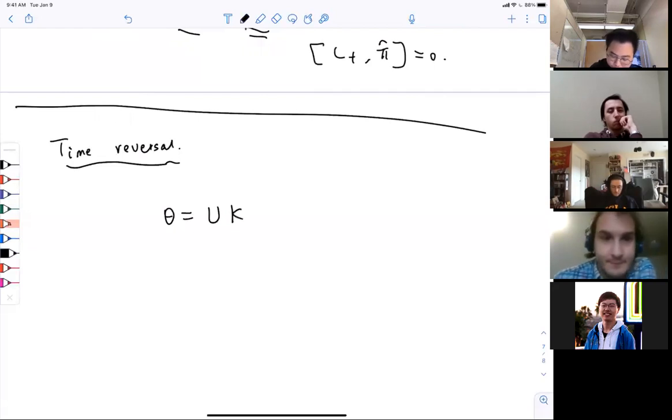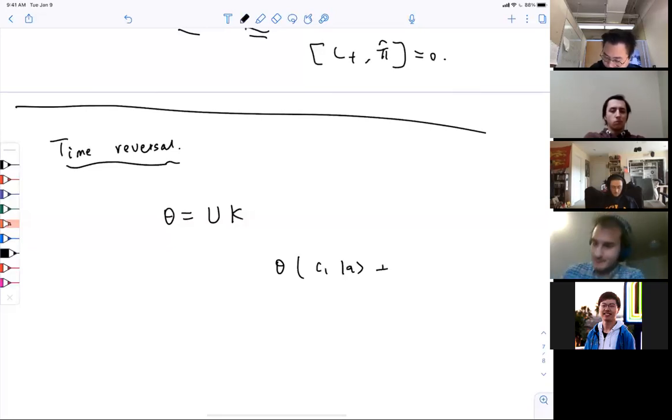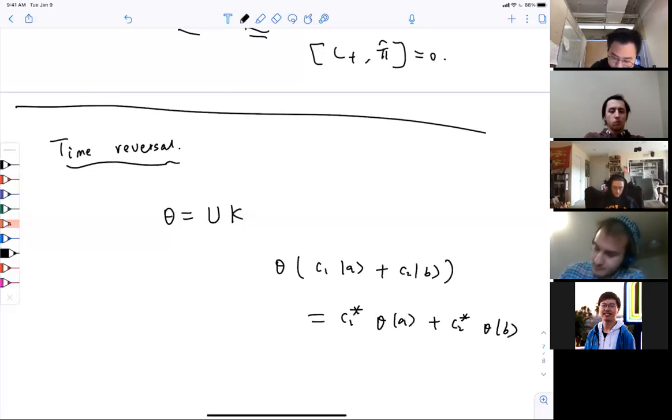And I'm pretty sure you know the definition. It's like C1 times ket A plus C2 times ket B, we will get C1 star times this plus C2 star times this. We can write this kind of operator as a product of two: one is the complex conjugate, and the other is a unitary operator.